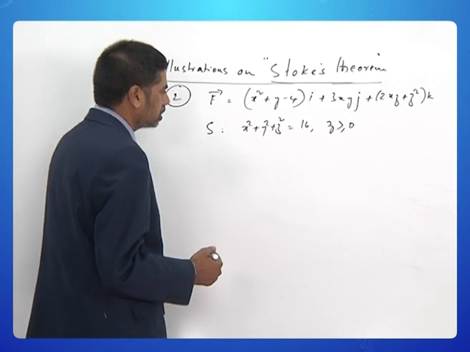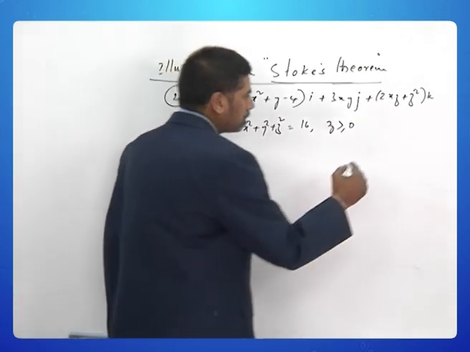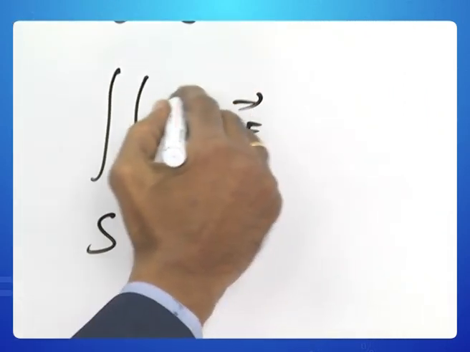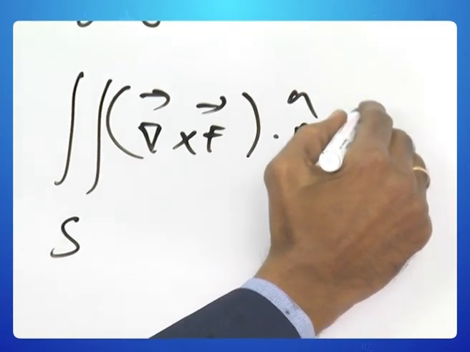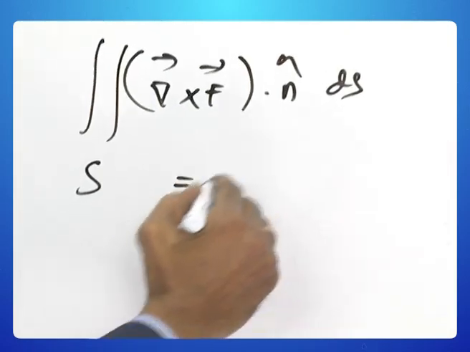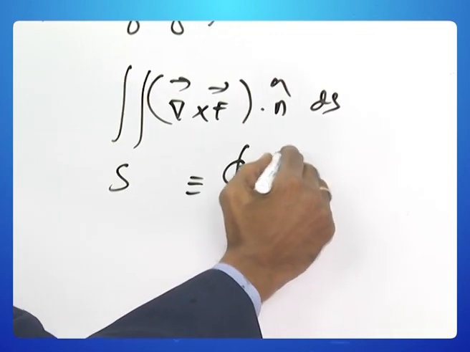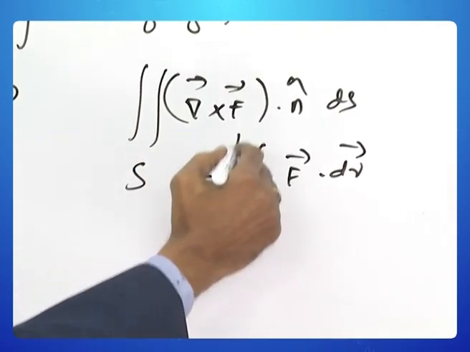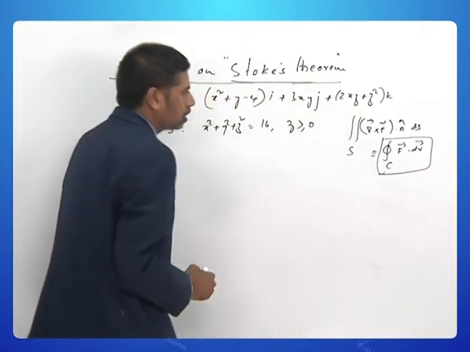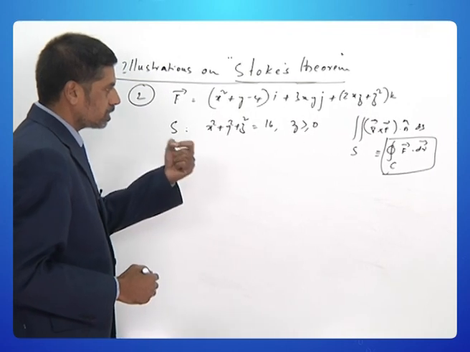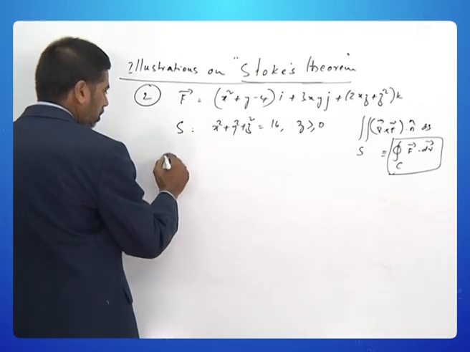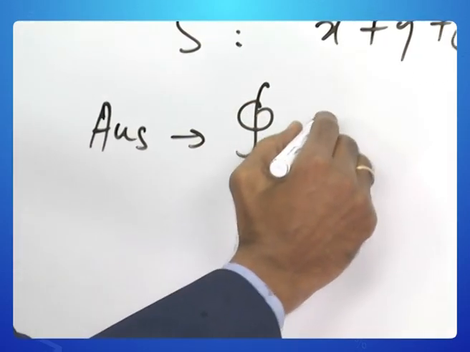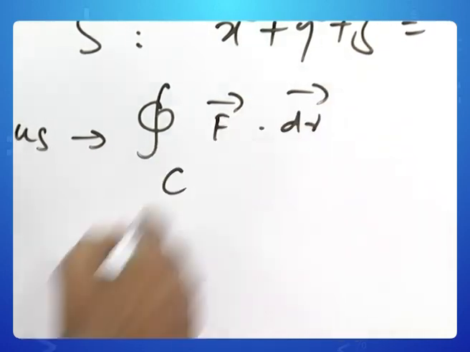So again, this is an application of the Stokes theorem. The question is to find this, but this is identically equal to closed line integral f dot dr. So we are given this, we will evaluate the right hand side. So now let us take f dot dr. Answer will come from closed line integral f dot dr.